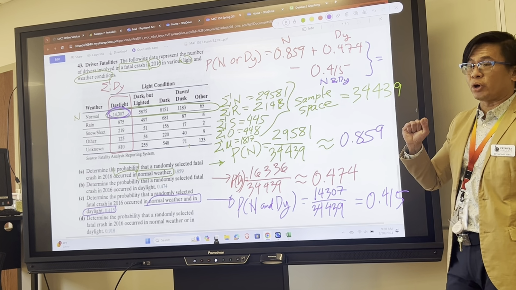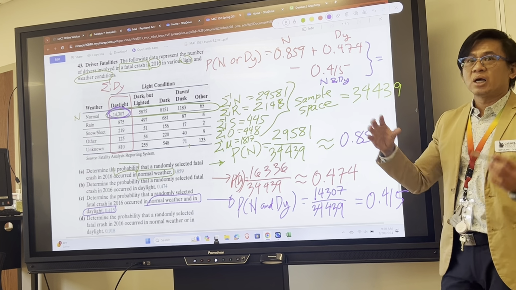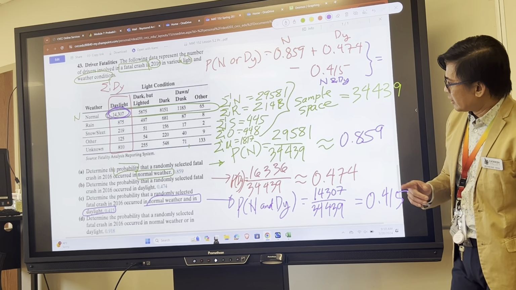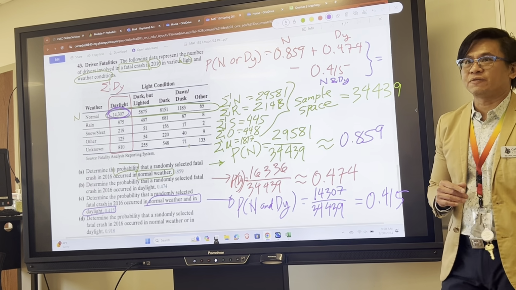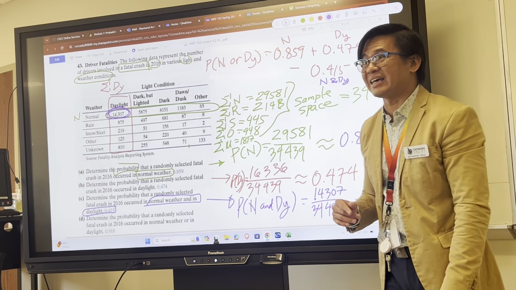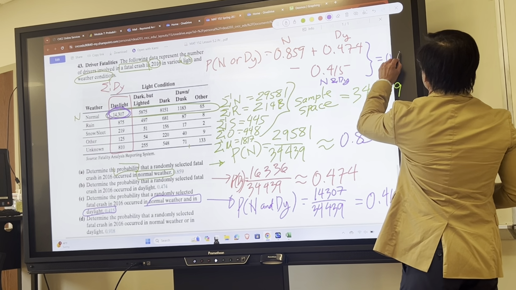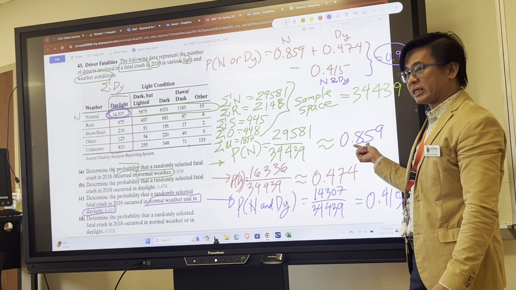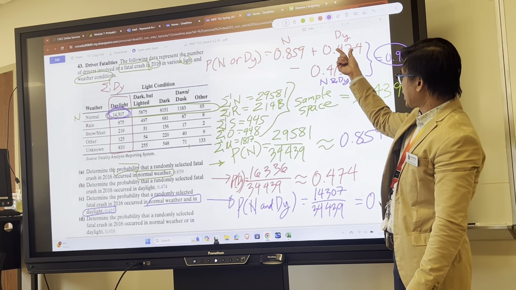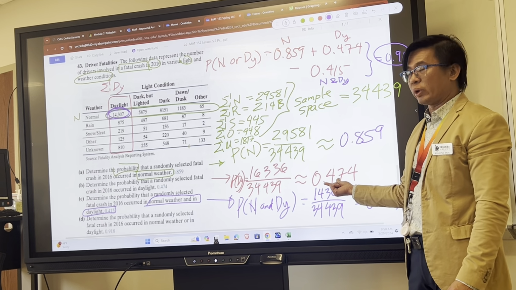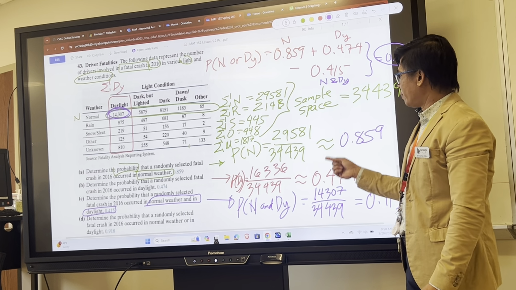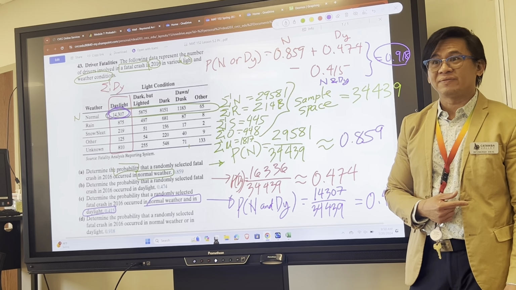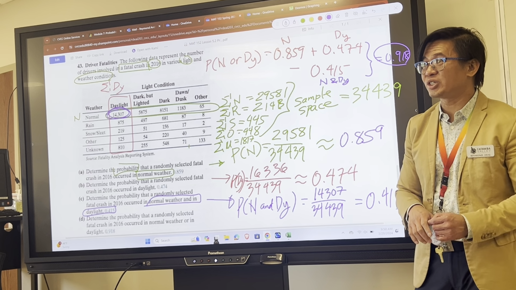0.859 plus 0.474 minus both of them happening. Verify, did we get the 0.918 for that, guys? Yes. Again, this comes from the normal, that's our normal weather. This comes from all daylight weather. But the subtraction comes from both of them happening at the same time, which is what? 0.415. Okay? Questions with what we did?